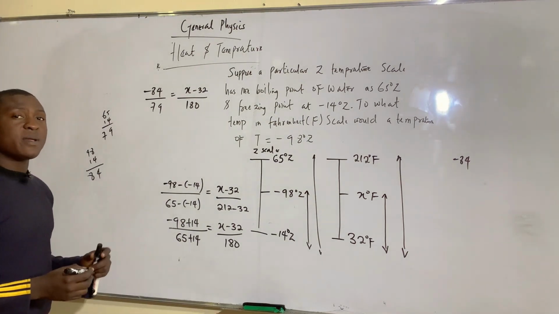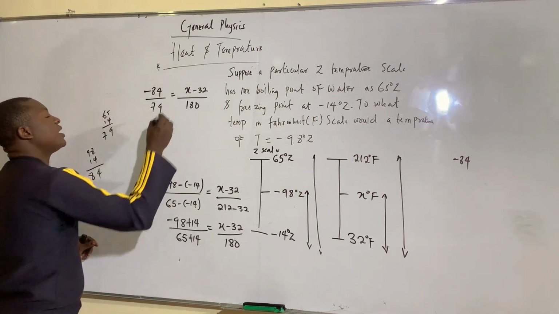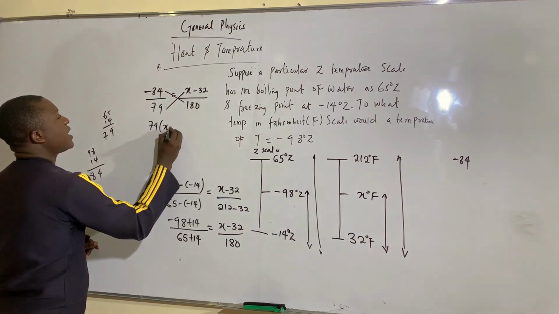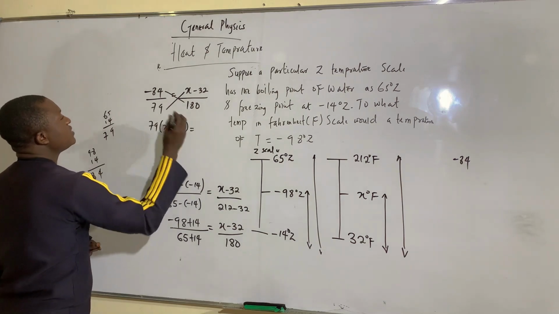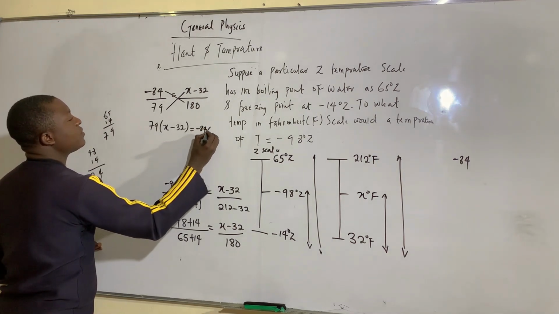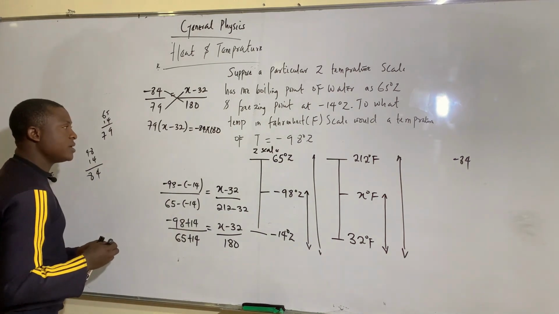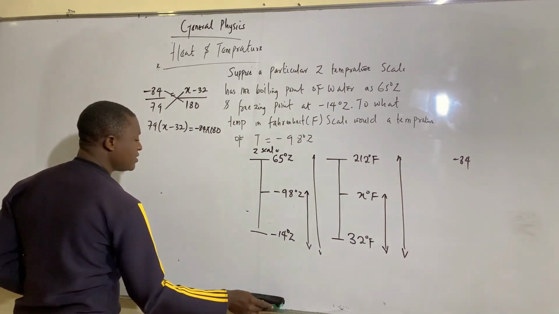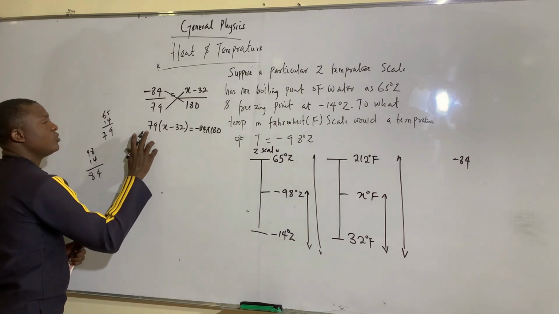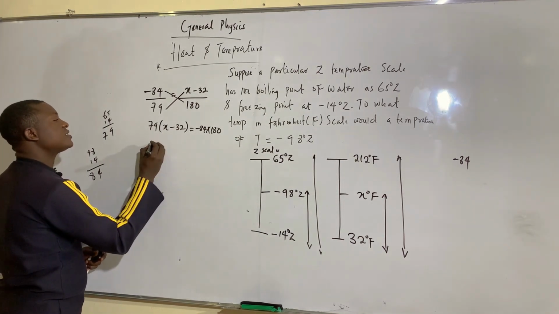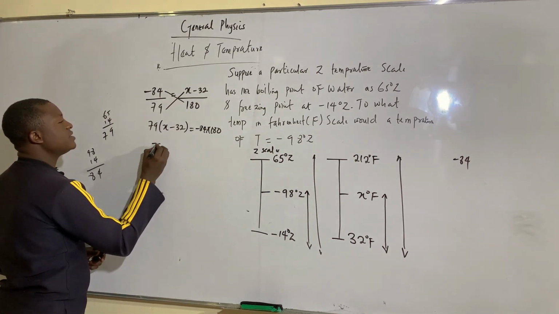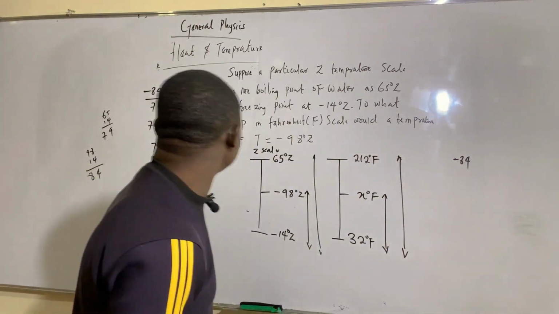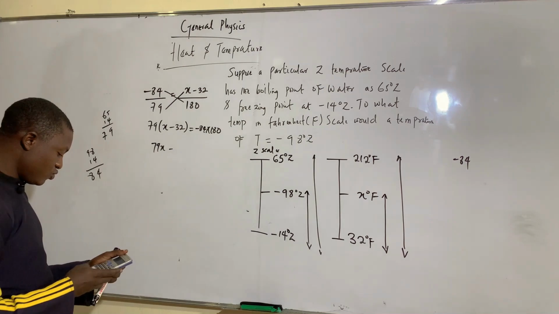What's going to be the next step here? Yeah, the cross multiply. If I cross multiply, here we have 79 bracket over x minus 32 is equal to this one, and we have minus 84 multiplied by 180. So now if we open the bracket, 79 times x, we are trying to use the one we have outside here. 79 times x, of course, we are going to have 79x minus 79 multiplied by 32.